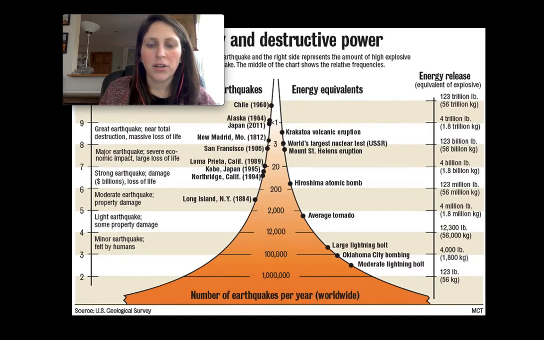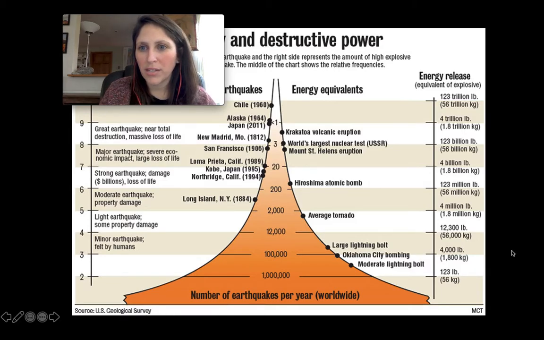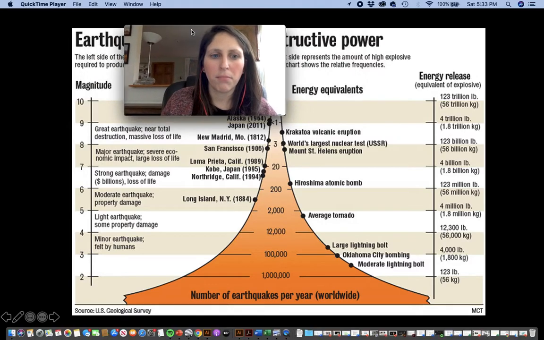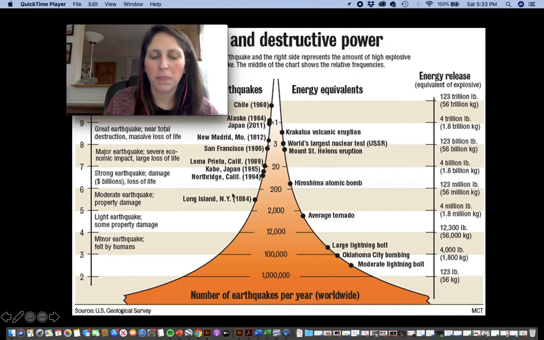Okay, so a couple of other diagrams on that. Okay, this is a cool diagram showing you the amount of energy equivalents. Okay, so there was, let's see, a moderate earthquake with property damage. Okay, so this is a magnitude 6 earthquake. Okay, this has a little bit less of an energy equivalent as the Hiroshima atomic bomb.